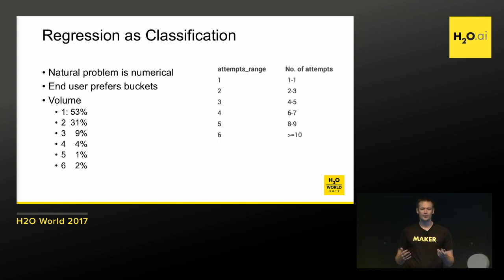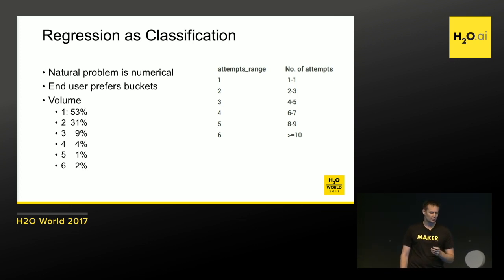This was framed as a regression, how many times someone will attempt it, but the end user wanted it bucketed. So you see on the right-hand side, 1 through 6, and they have a couple of different numbers, and we cap out at 10.